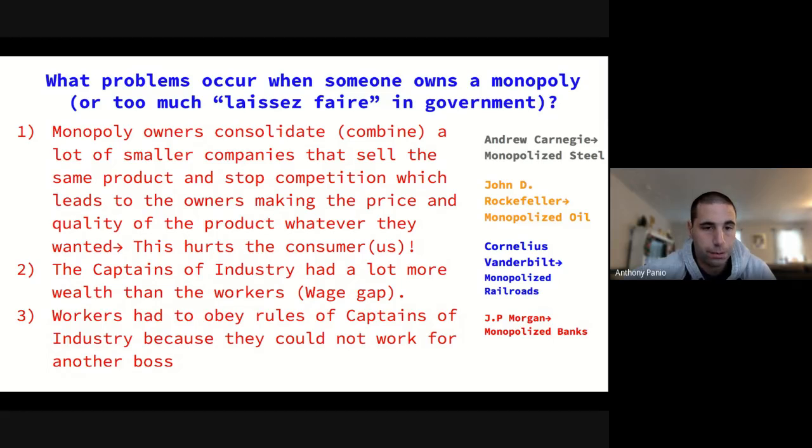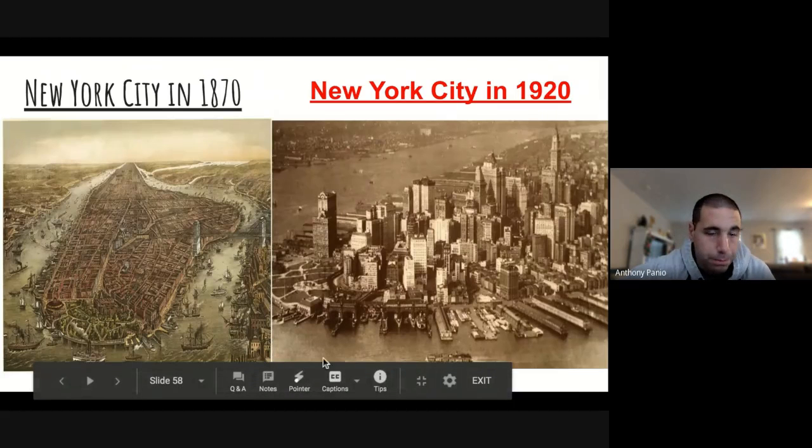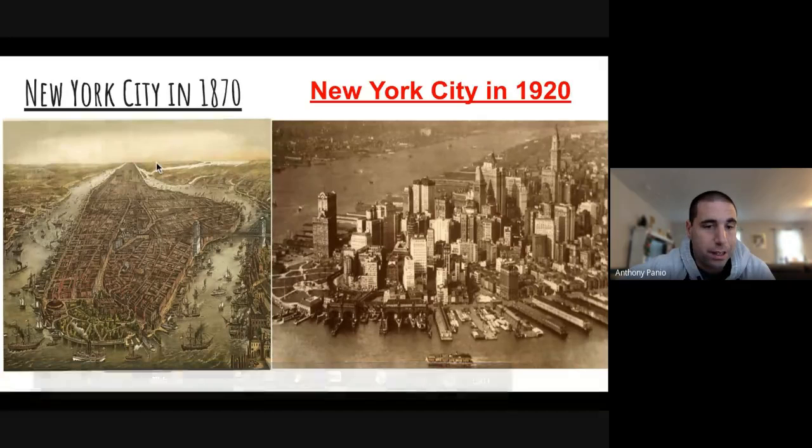No one's sure? Okay, well, let's give you a little help. Take a look at this photo. This is New York City before 1870, in 1870. This is before industry really starts to take off and become very big in our country.